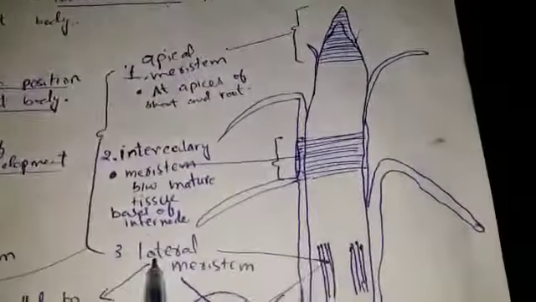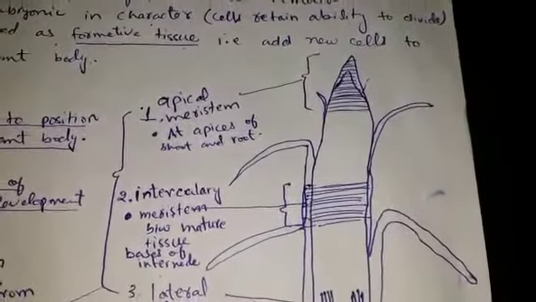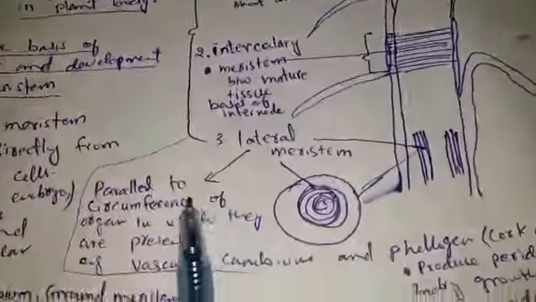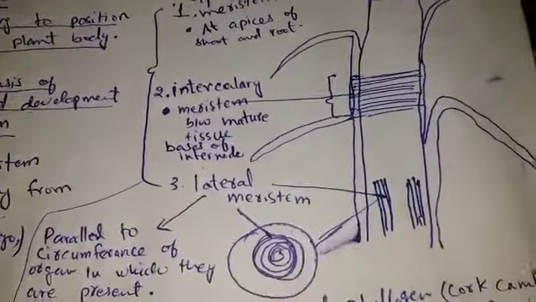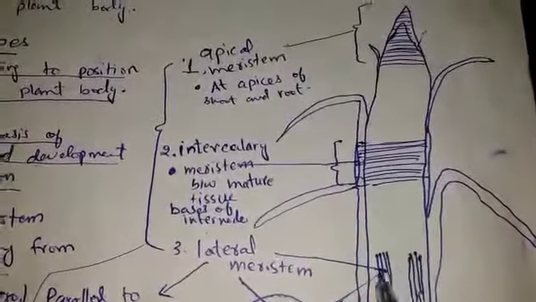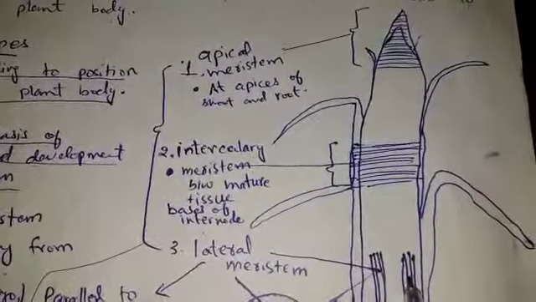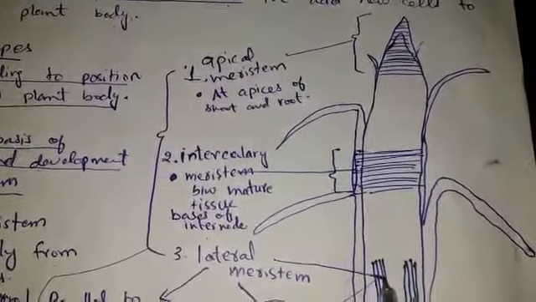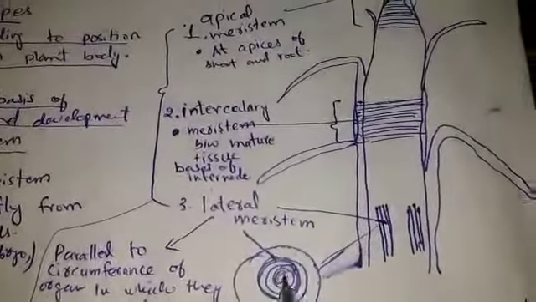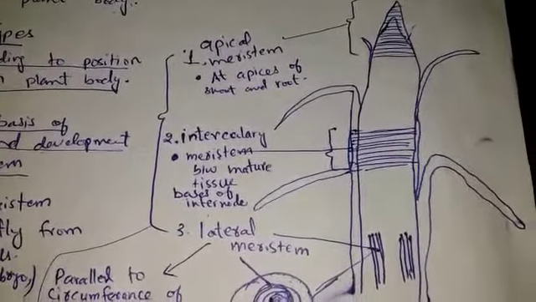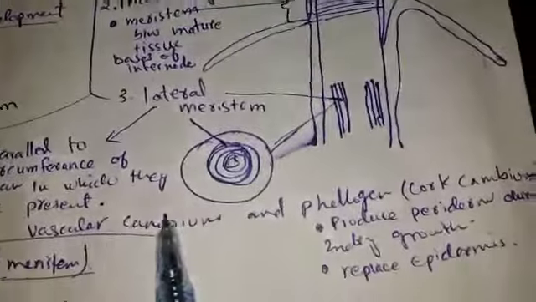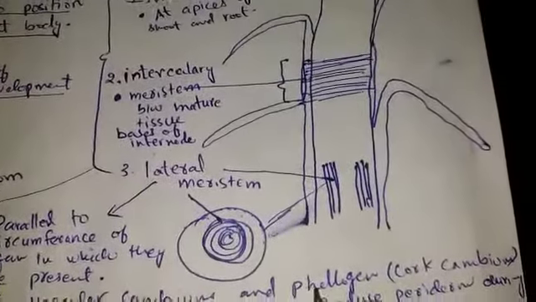Third one is the lateral meristem. This lateral meristem is present parallel to the circumference of the organ in which it is present. It means if this is the stem, it is present parallel to the circumference. This is in the LS, and this has been shown in the TS. This is called lateral meristem. This lateral meristem includes vascular cambium and phellogen.